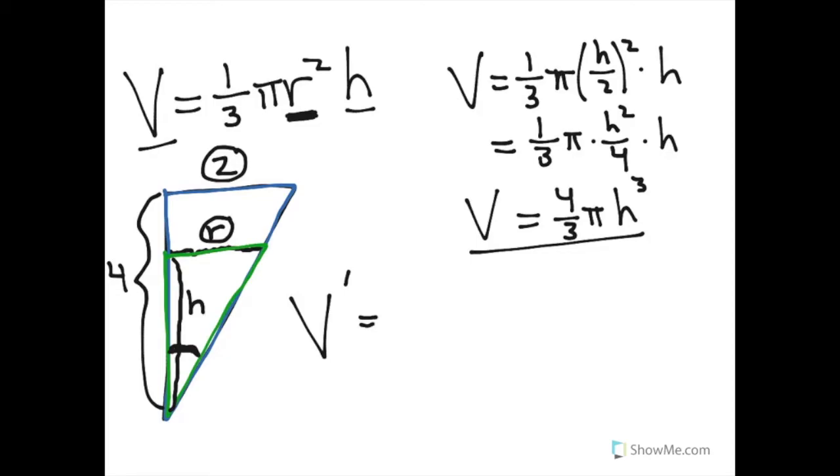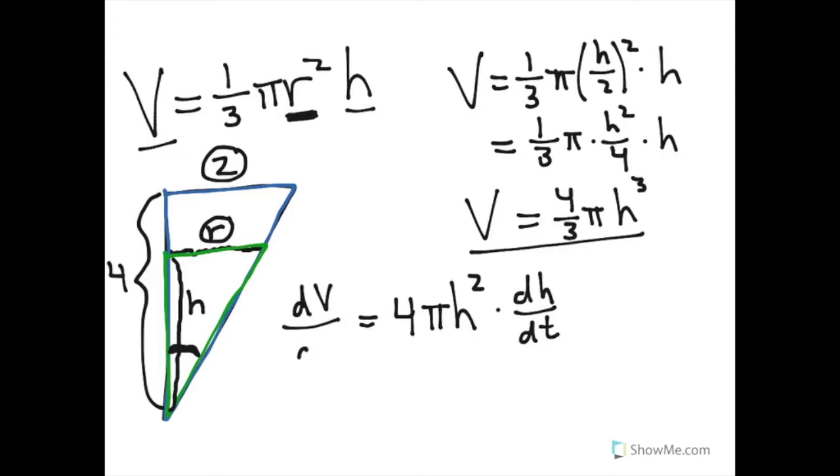Think about a power rule here. So this is actually 4 times pi times h squared. But don't forget, you need a dh dt. And by the way, instead of writing v prime, maybe it would be a little bit more consistent for me to make sure that we're being careful that we're taking a derivative with respect to t. So instead of writing it as v prime, I'm going to write it as dv dt. Either way is probably okay, but it's just good to remember that we're taking the derivative with respect to t.